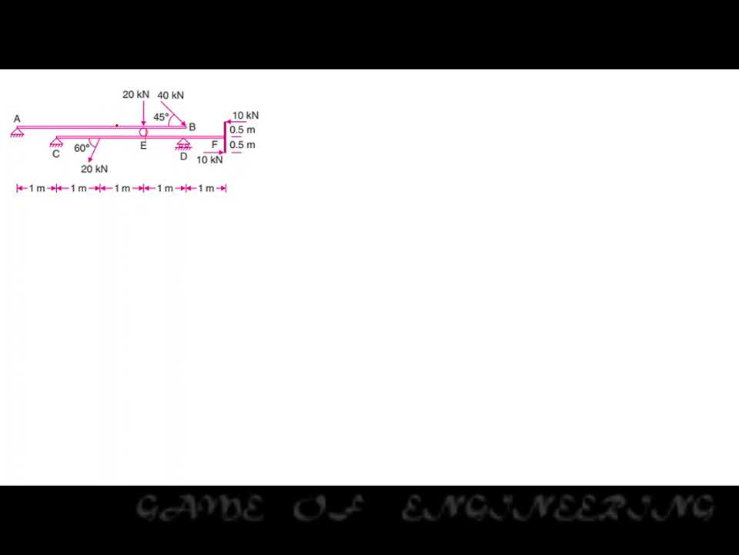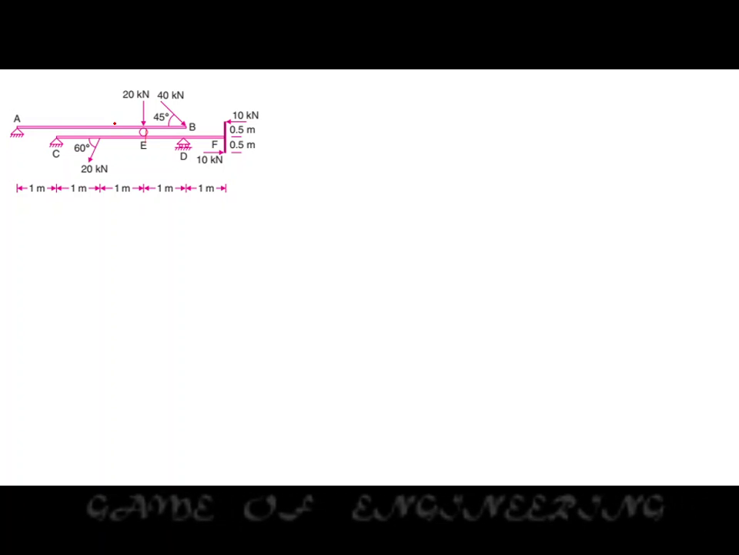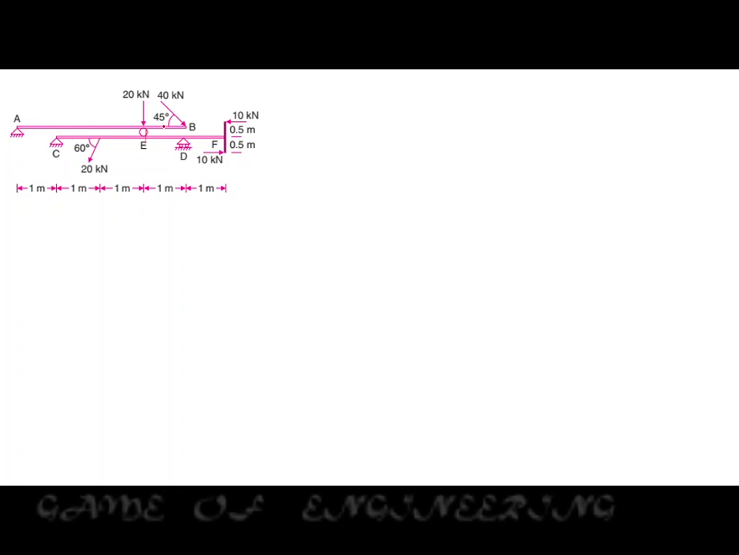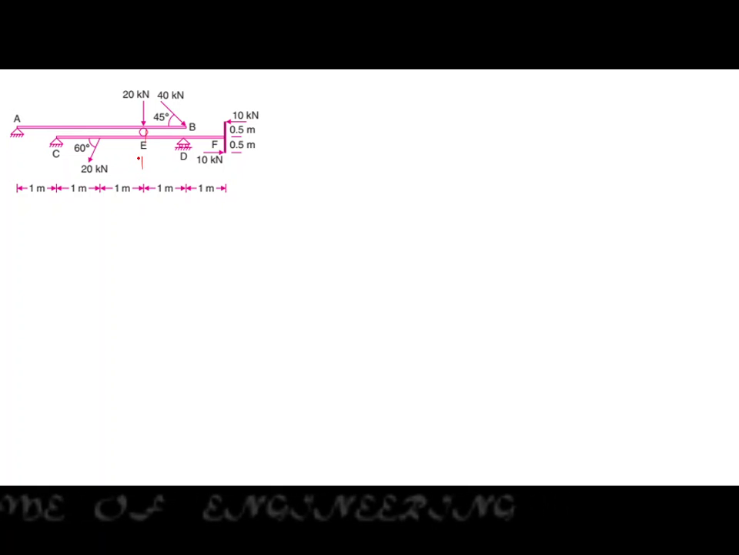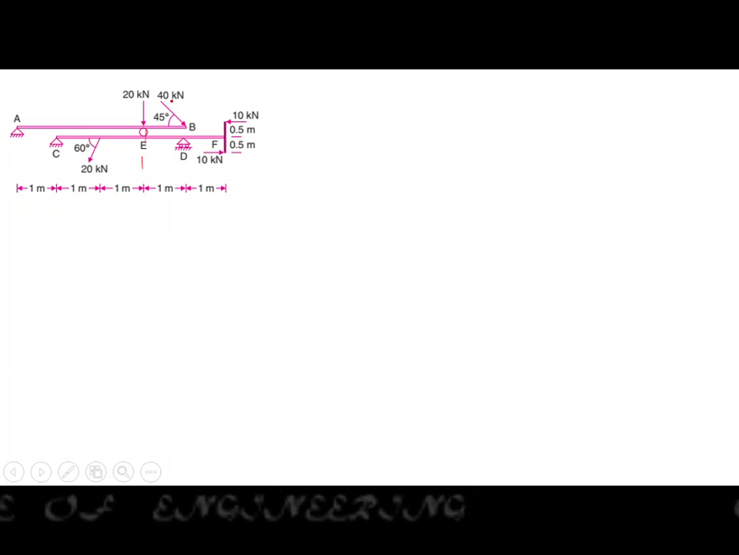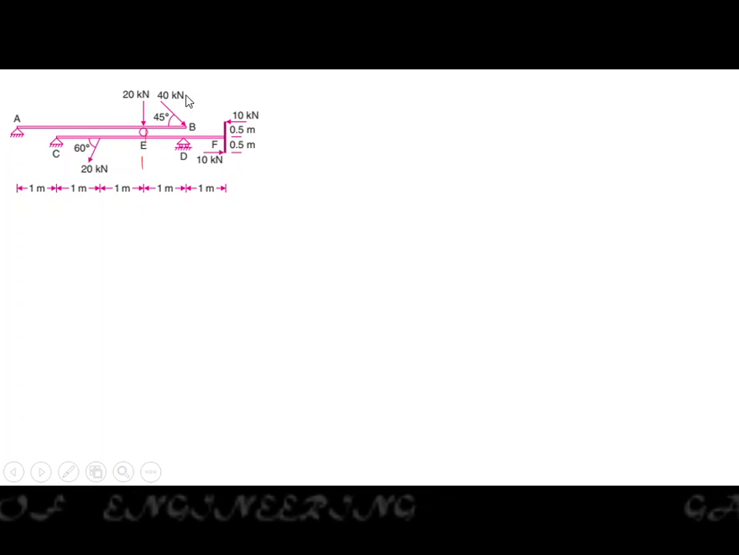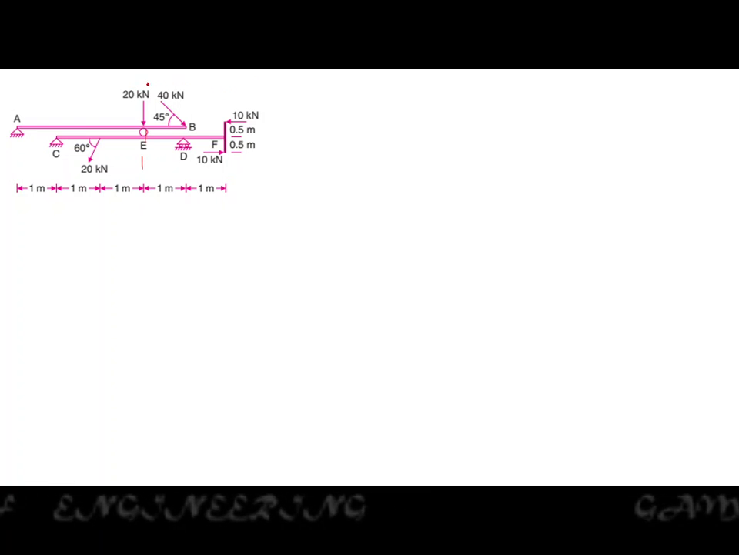While analyzing this kind of problem, we have to analyze the top beam first and find the reaction, and that reaction will be treated as a load for the second beam. For that, we will be analyzing the first beam. First of all, we will check what loads are available.